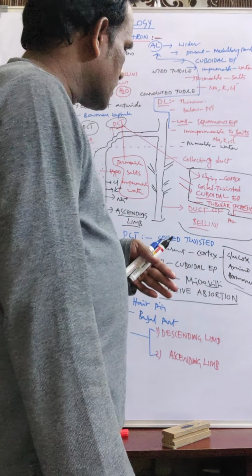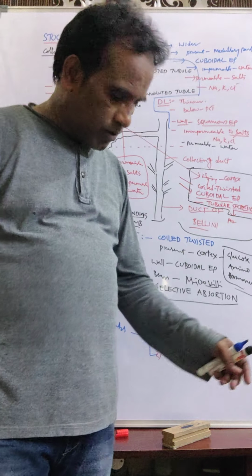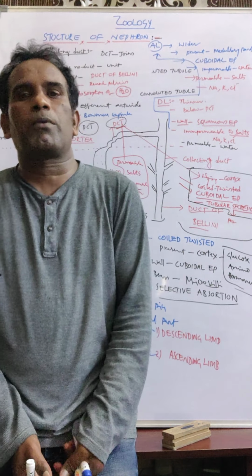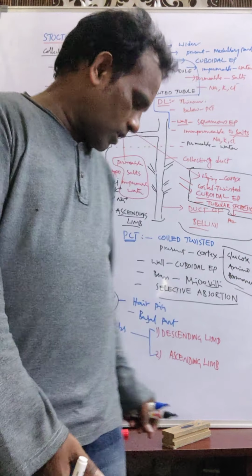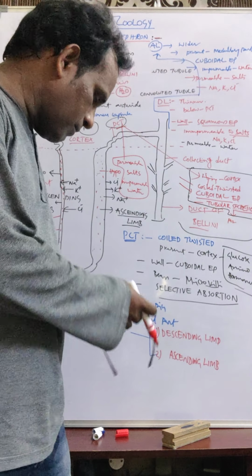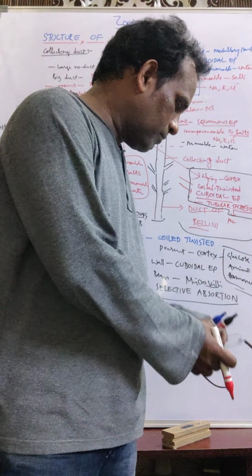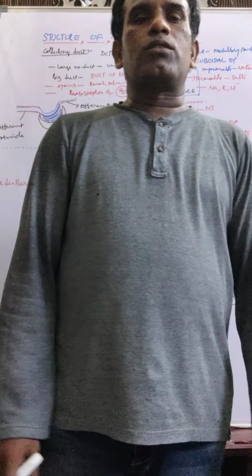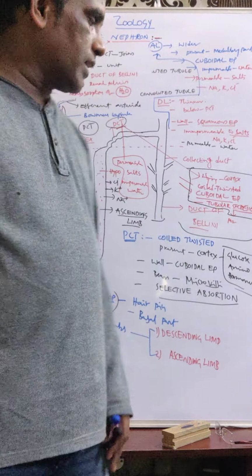So hope you all understand this. The nephron consists of three parts: the renal capsule, the renal tubule, and the collecting ducts.